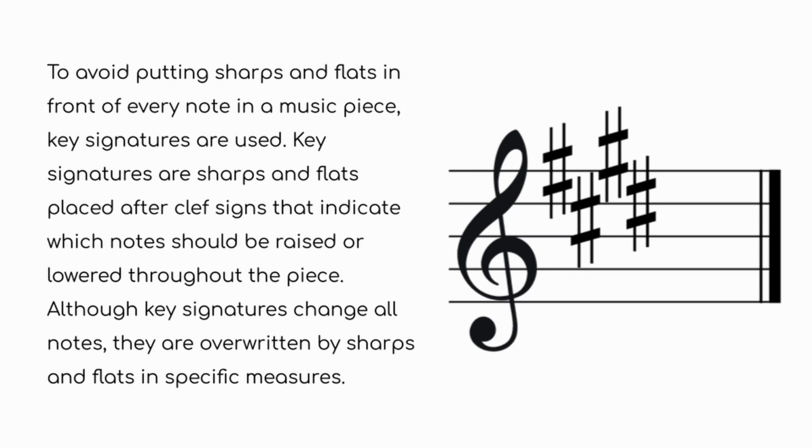To avoid putting sharps and flats in front of every note in the music piece, key signatures are used. Key signatures are sharps and flats placed after clef signs that indicate which notes should be raised and lowered throughout the piece. Although key signatures change all notes, they are overwritten by sharps and flats in specific measures.